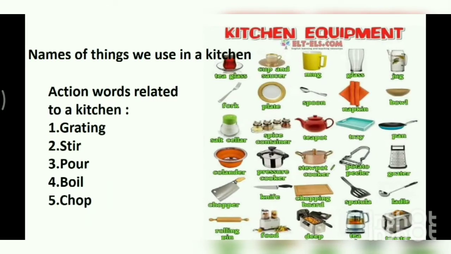Now let's look at the names of things we use in a kitchen and the action words related to a kitchen. Before we go to the names of things in a kitchen, let's look at the action words. Grating, stir, pour, boil, and chop.